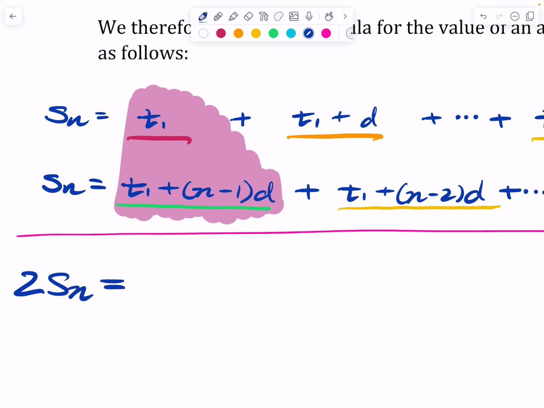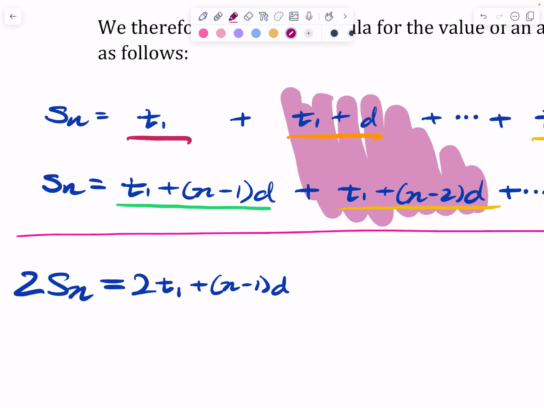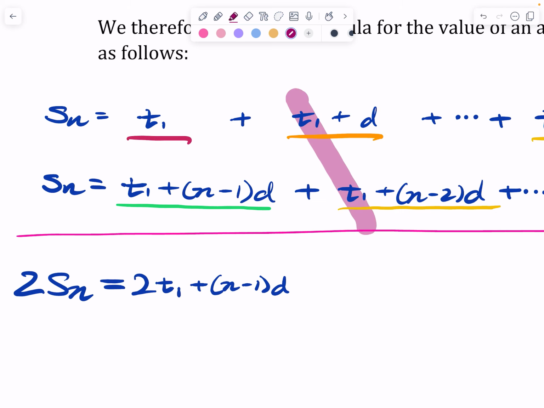T1 plus n minus 1 times d means that these two T1s will give us 2T1, and then we'll still have this n minus 1 times d. And then we'll go to the second column. That's these getting added together. And once again, we have T1 plus T1, so that'll give us 2T1.